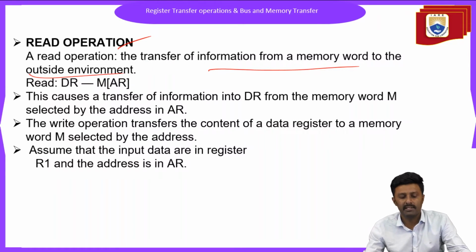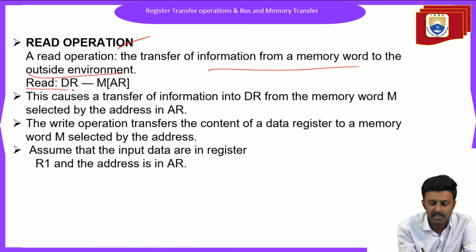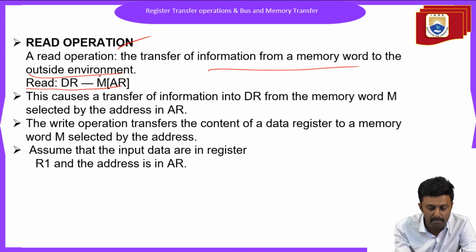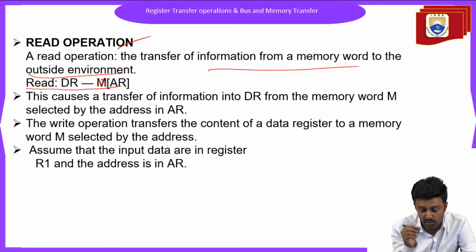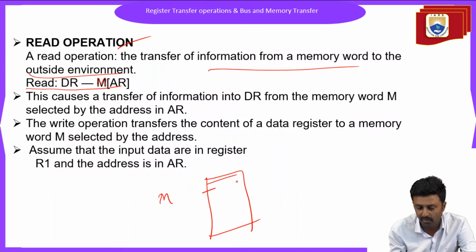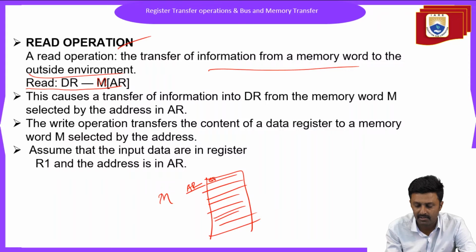So how is it represented? The read operation is symbolically represented with M here. Capital M represents the memory, that is, the total memory. Memory will be like this: it will have thousands of locations. In some memory location, let us say 001, this AR is present.